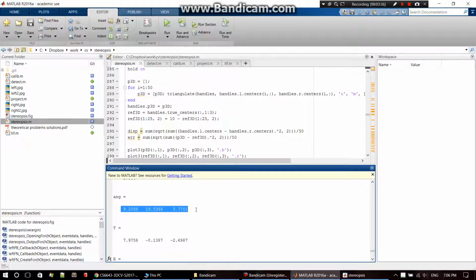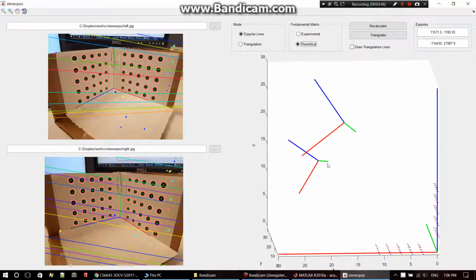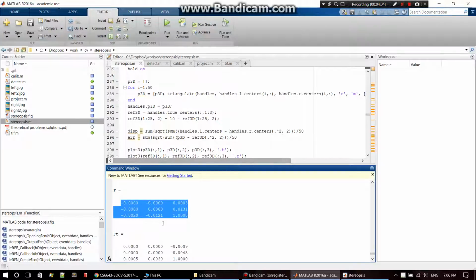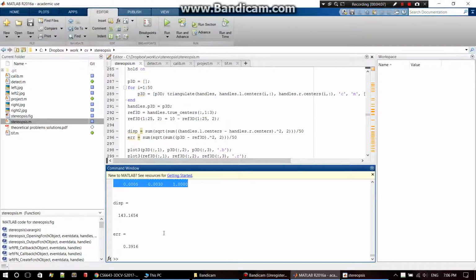The angles between frame of references of our cameras, and we can see that it was significantly rotated over y-axis, over green axis, which is consistent with what we see here. The translation was about 8 centimeters along x and 2.5 along z-axis. The essential matrix, fundamental matrix retrieved in experimental way and computed theoretically. Average disparity was 143 pixels.